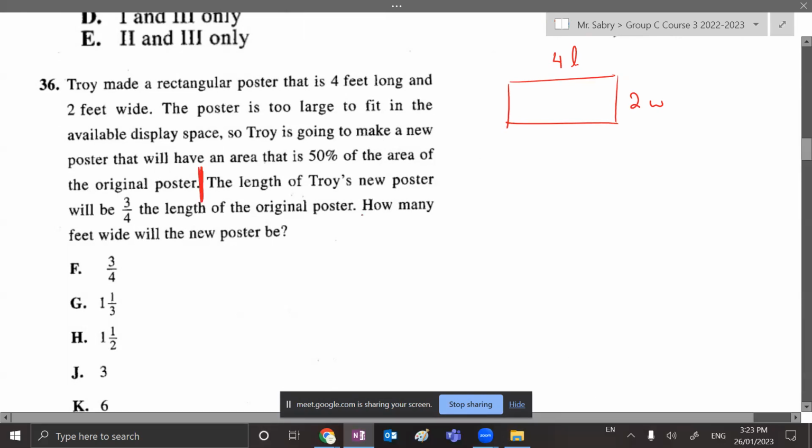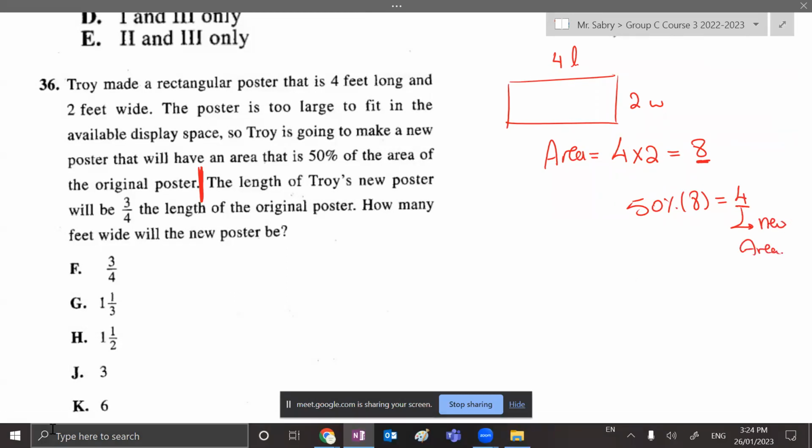Apparently they said 50% of the area. Can I get the area? And apparently I can, because the area of any rectangle is length times width. So 4 times 2, and that's 8. That's the area of this rectangle now. They said that the area of this new poster is 50% of the area. So 50% of the 8, meaning half of 8, which is 4. This is the new area of the new poster.